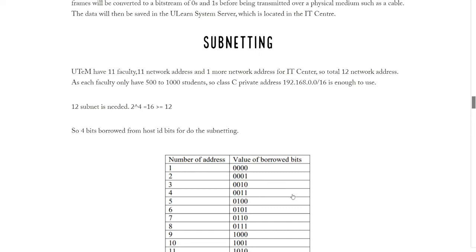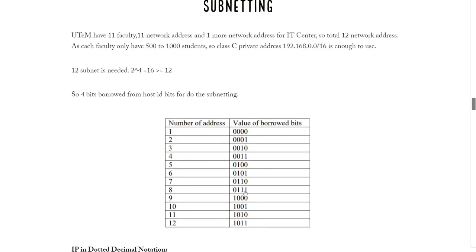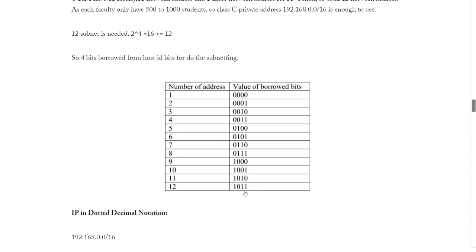Thanks. Now I will explain about the subnetting. UTM has 11 faculties and one more for the IT center, so a total of 12 subnets is needed. And then we use a class C private address 192.168.0.0/16 for the network address because the maximum of each department is only 1000, so class C is enough to use. 12 subnets are needed, which is 2 power 4 equal to 16, which is bigger than 12, so 4 bits are borrowed from the host ID bits for the subnetting.